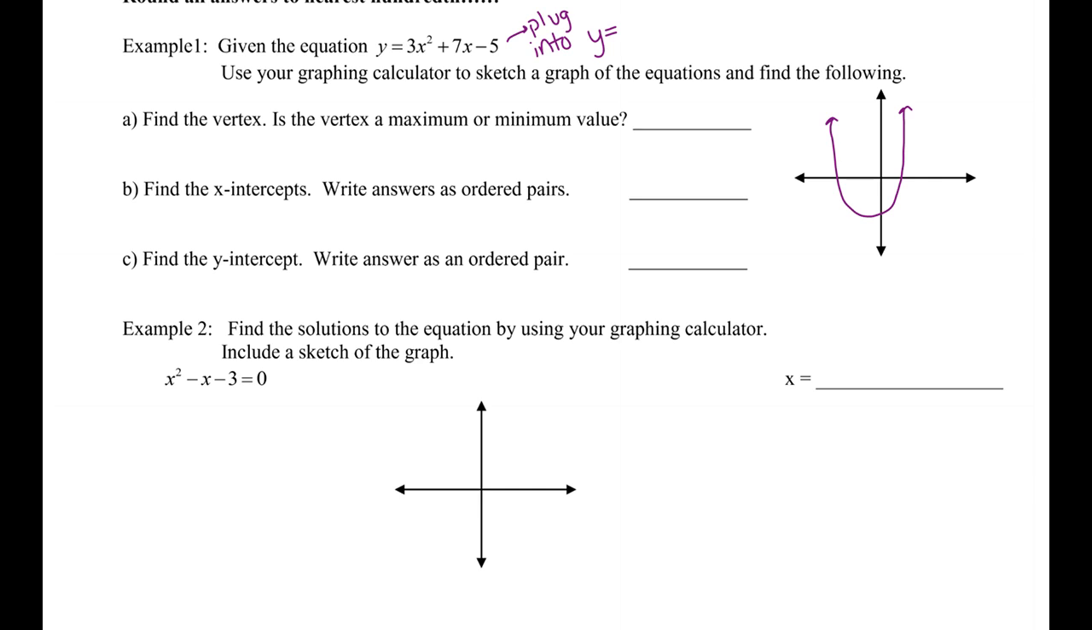Part A asks us to find the vertex and then state whether or not it is a maximum or a minimum. So looking at the picture, we should know that it's a minimum because it's the lowest point. If you want to calculate that value, you're going to hit second trace, which gets you to the calculate key. And then you're going to select the option that says max min.